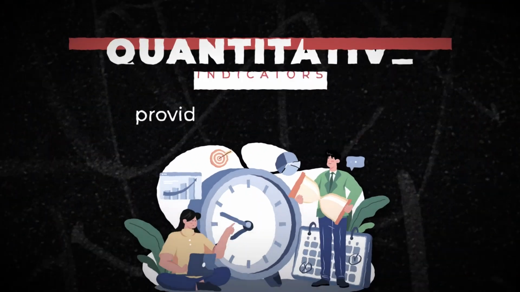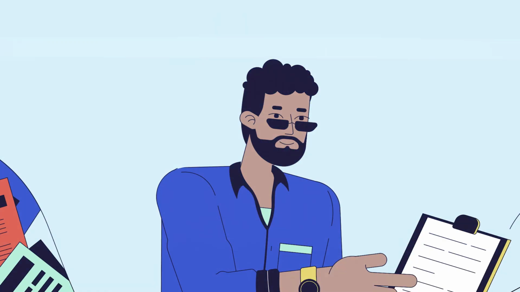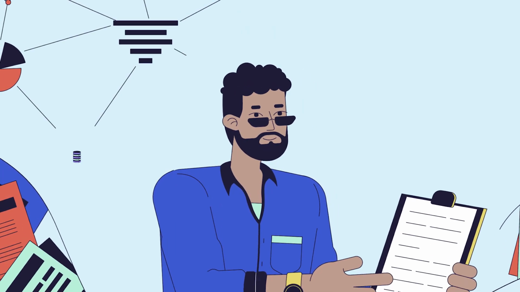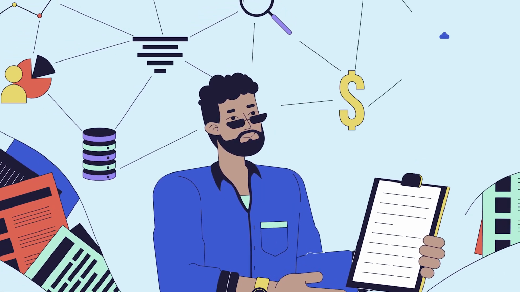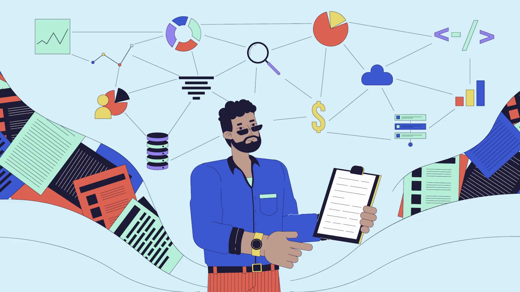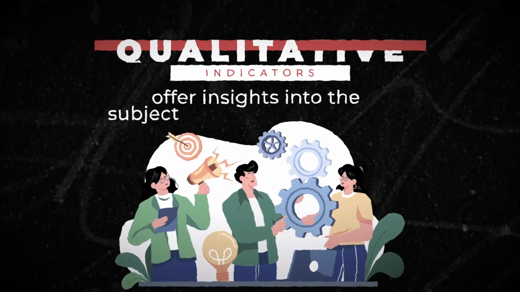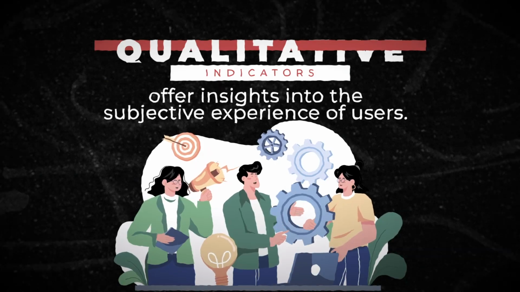Quantitative indicators provide measurable data on user behavior and satisfaction. Some common examples include conversion rates, task completion rates, time on task, bounce rates, and average session duration. These metrics give you a numerical understanding of how users interact with your product or service and help you identify areas for improvement. Qualitative indicators, on the other hand, offer insights into the subjective experience of users.